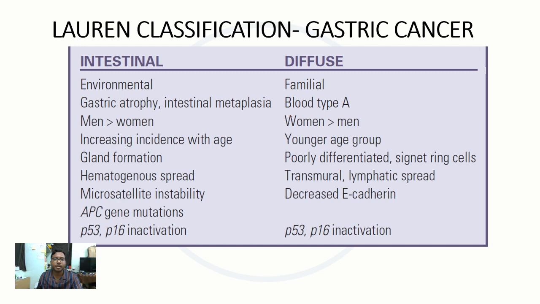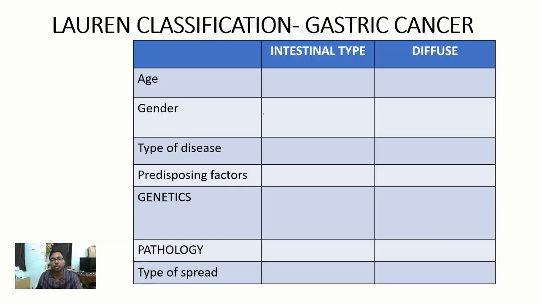Next one. Again, it is a very important classification we need to remember, regarding carcinoma stomach. You have the intestinal type and the other one is the diffuse type. Let's look at this table in a simpler way, remembering it with some specific side headings so that we can easily understand. Usually the intestinal type occurs with increased age, whereas the diffuse type of gastric cancer is mainly seen in a younger age group. Okay, right?